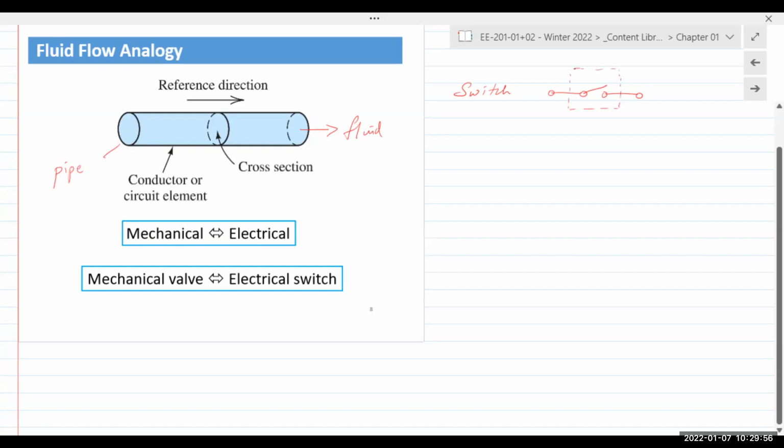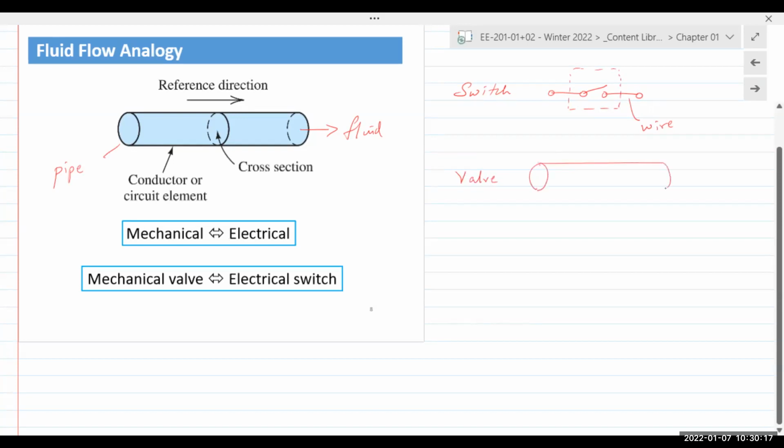It's kind of like a flapper. This would be a wire or a conductor, and there is a switch right here that is connecting both ends of that conductor, right? If I was to draw a mechanical valve, again, this is a very rudimentary drawing.